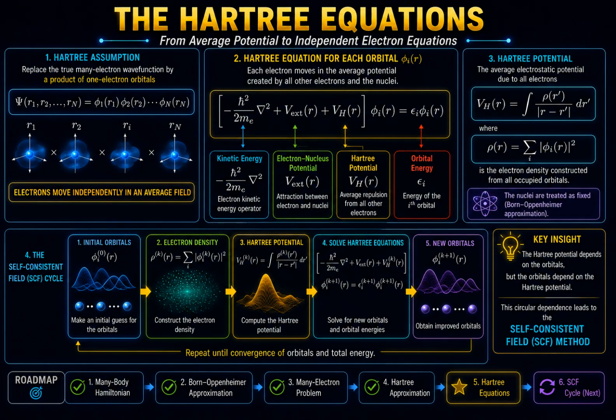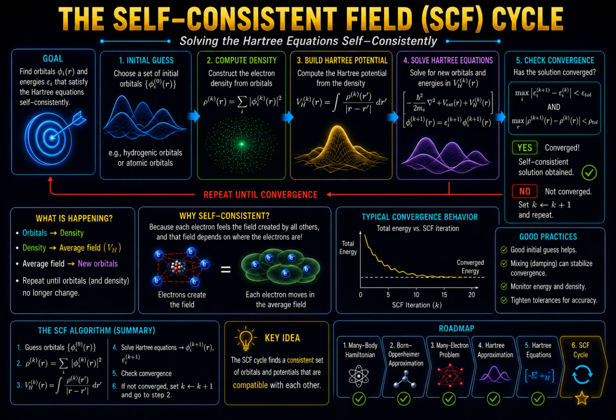An important point to notice is that the Hartree potential depends on the electron density, and the electron density itself is constructed from the orbitals obtained by solving the Hartree equations. This creates a circular dependence that must be solved iteratively. This brings us to one of the most important concepts in electronic structure theory, the self-consistent field, or SCF cycle.